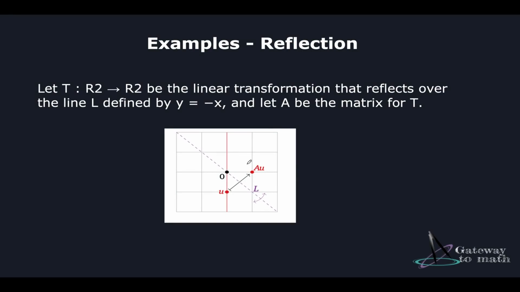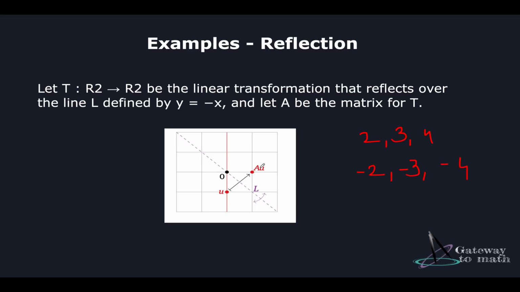Let's take some example here. We have a transformation T from R2 to R2, which is from two-dimensional space to two-dimensional space, be the linear transformation that reflects over the line L. This is the line L, and we've defined it by y = −x, and let A be the matrix for T. So the matrix for the transformation is represented as A. Let's say I take x as 2, 3 and 4, corresponding y becomes −2, −3 and −4. So this basically means that we are mapping from positive to negative, right?